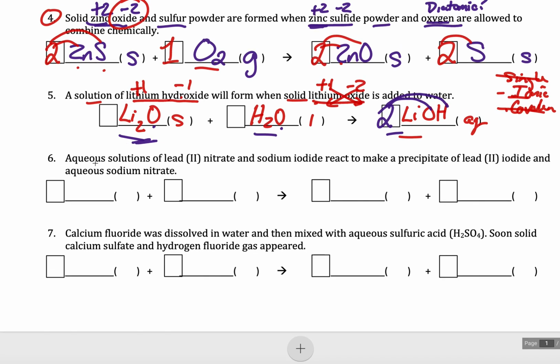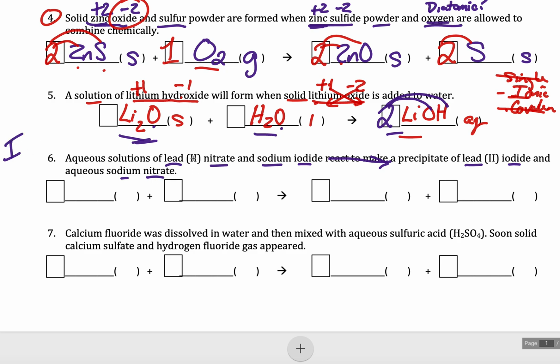Number 6: aqueous solutions of lead nitrate and sodium iodide react to make. So those are my reactants. They're going to make a precipitate of lead iodide and aqueous sodium nitrate. Now, each of these has a metal. This one has a polyatomic ion. This one has a metal and a normal non-metal ion. This has a metal, non-metal ion, metal, polyatomic ion. So they're all ionic, so I need to know all of my charges.